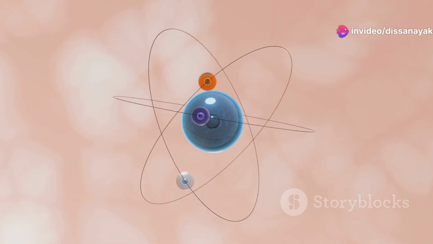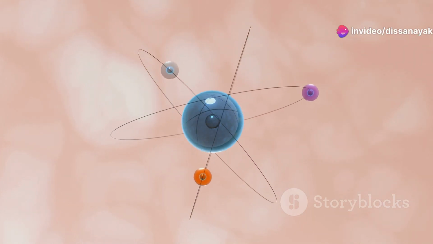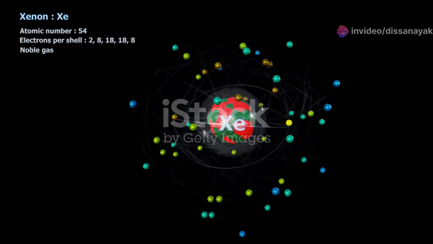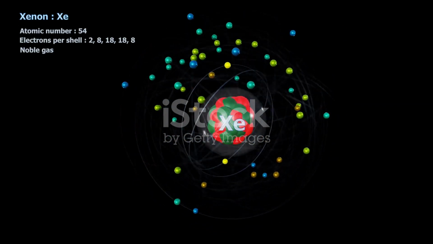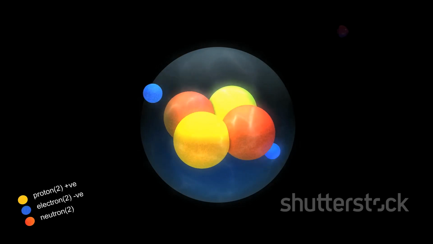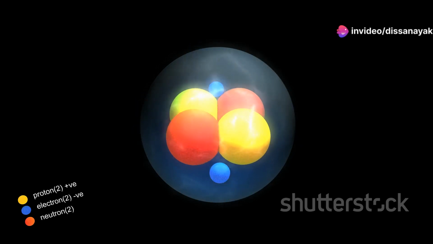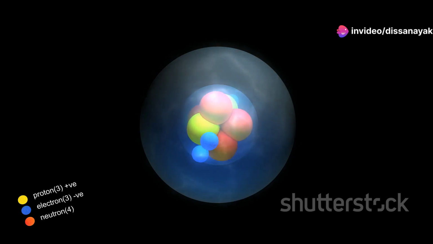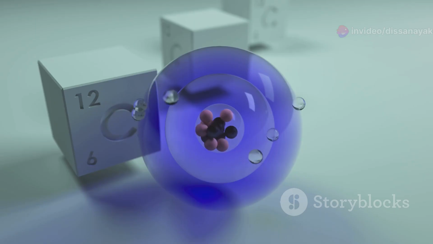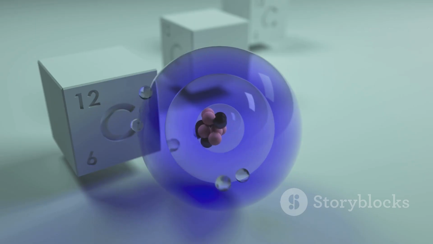Now, what makes some atoms better at this electron tug-of-war than others? Two main factors influence an atom's electronegativity: nuclear charge and atomic radius. Think of it like this: the more protons an atom has in its nucleus, nuclear charge, the stronger its positive charge. This positive charge attracts electrons more strongly.